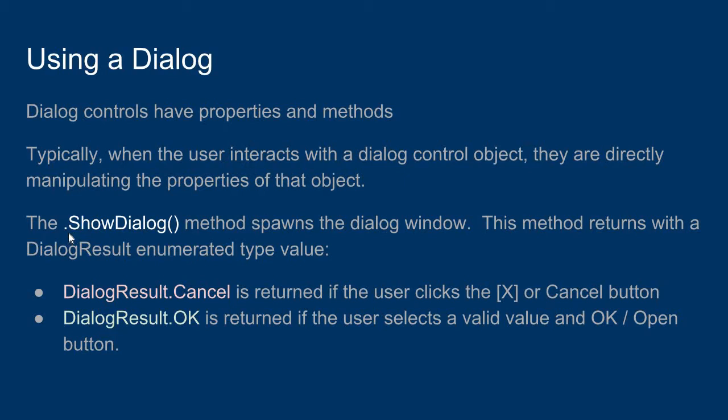Each dialog has a method called ShowDialog. What this method does, when it is called from the object, is create that window, spawn that window. When the user is done interacting with the window, the ShowDialog method will return with either a value DialogResult.Cancel, which is returned if the user closes the window or hits the cancel button, or a DialogResult.OK value, which is returned if the user selects a valid value and then selects the OK or open option. So the ShowDialog method, when it is called, creates the window and returns with some DialogResult enumerated type.